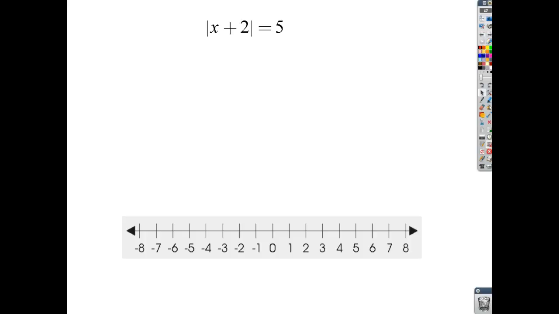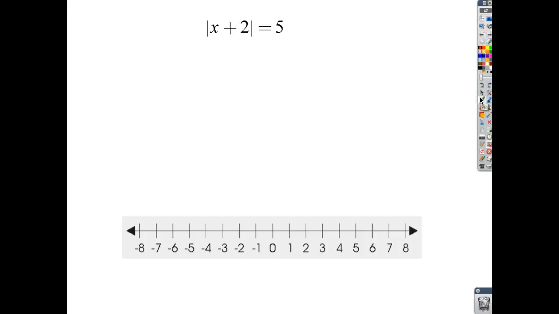All right, let's take a look at another one here. So here I have some equation, right? I have some number, and it's 5 away from 0. I have x plus 2, and once I've added 2, I am now 5 away from 0.